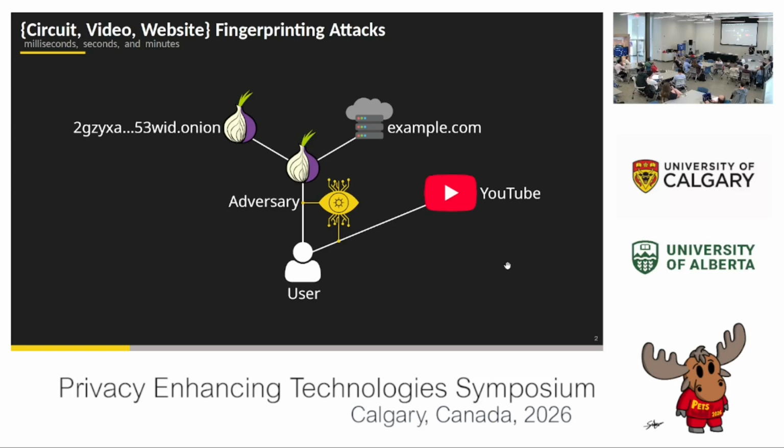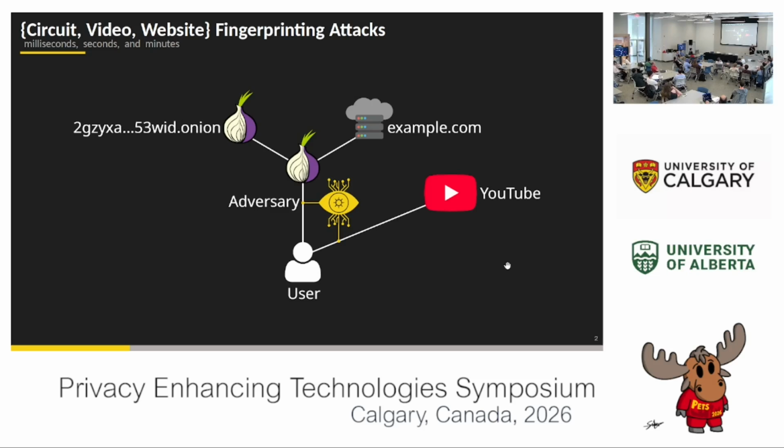If we go to the smaller side, we have circuit fingerprinting attacks. Here, the goal of the adversary is to determine what kind of circuit the user is using when connecting to Tor. Typically, this involves trying to find if the user is visiting an onion website or a regular website. This is done by looking at the first 30 or so cells in the handshake of Tor. And this takes something like a couple of 100 milliseconds, maybe.